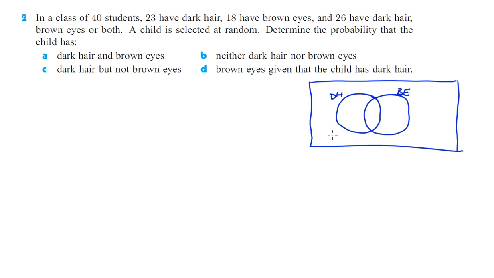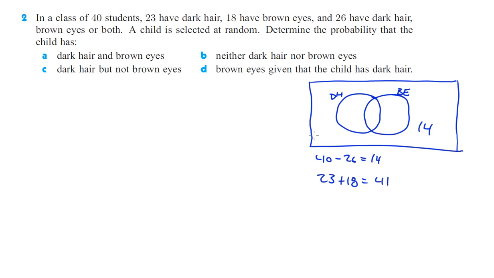So we can figure out how many have neither. That would be 40 minus our 26, which gives us 14. So we have 14 out here that have neither dark hair nor brown eyes. We know that there's 26 total in these three regions here. If we have 23 that have dark hair and 18 that have brown eyes, we add those two together and that gives us 41. That's 41 if there was just dark hair and just brown eyes but not both.